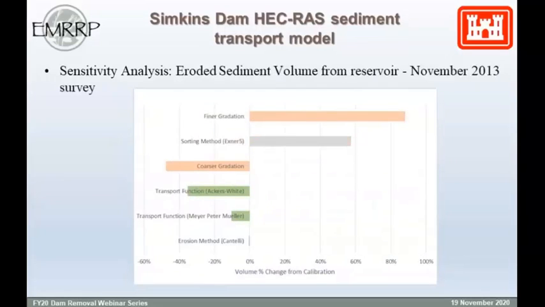I also look at the volume that eroded from the reservoir from removal to November 2013. And I was able to identify that, again, the model was fairly sensitive to finer gradation and produced a lot more volume than the volume that was estimated by the calibrated model, followed by the sorting method, which also produced a lot more volume than what was predicted for calibration.